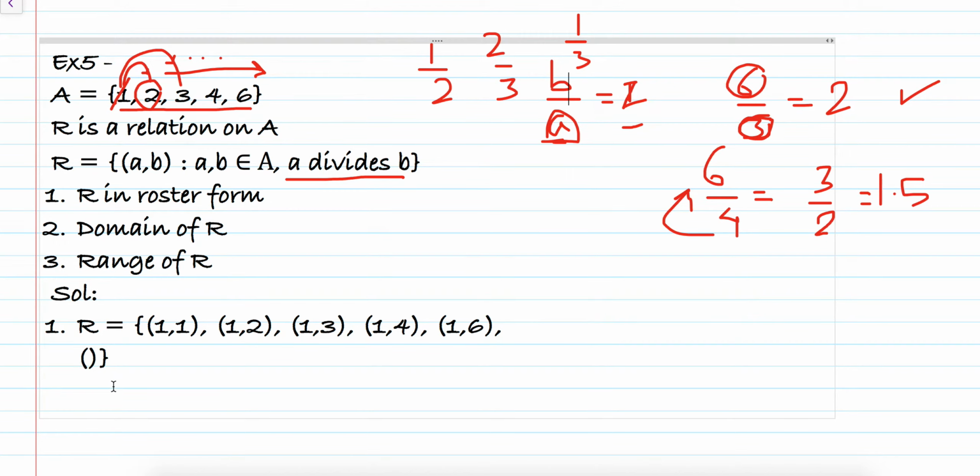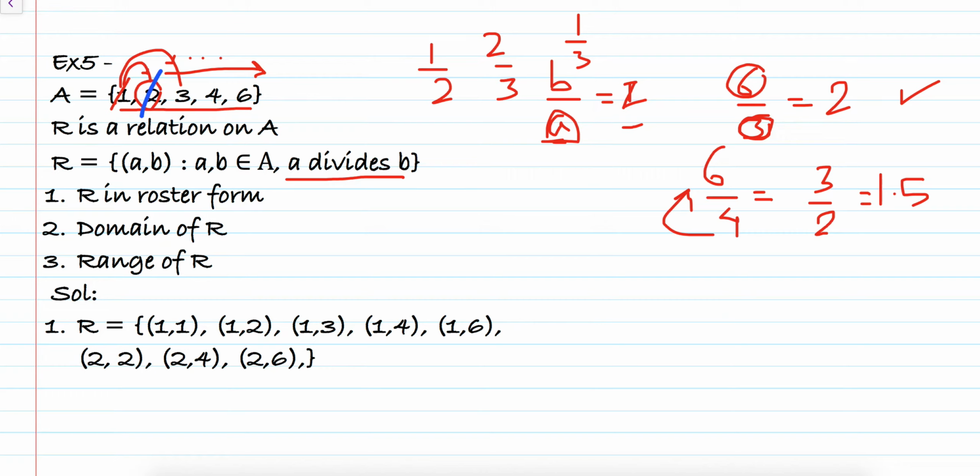Now for 2, 2 divides itself, so we will write (2, 2). Then 2 does not divide 3, but 2 divides 4, so we write (2, 4). Then 2 also divides 6, so we write (2, 6). We are done with 2, and we are done with 1. Now we will see 3.